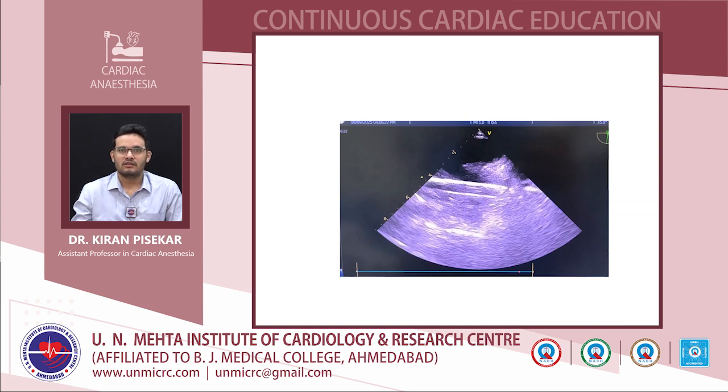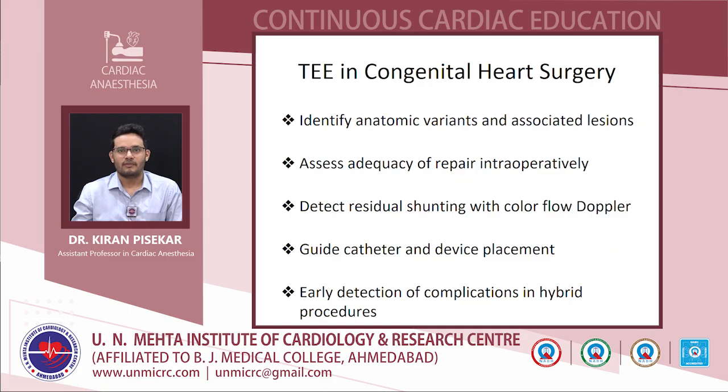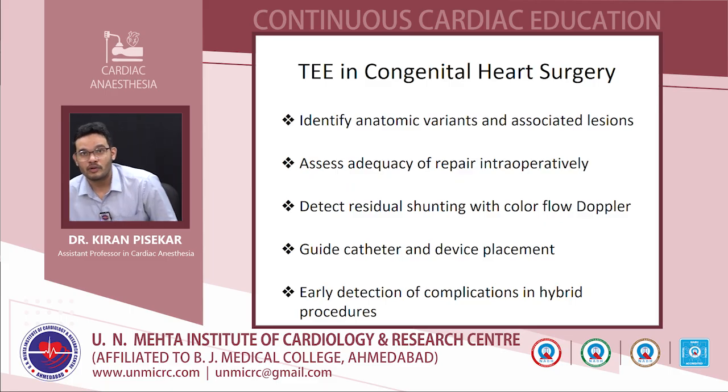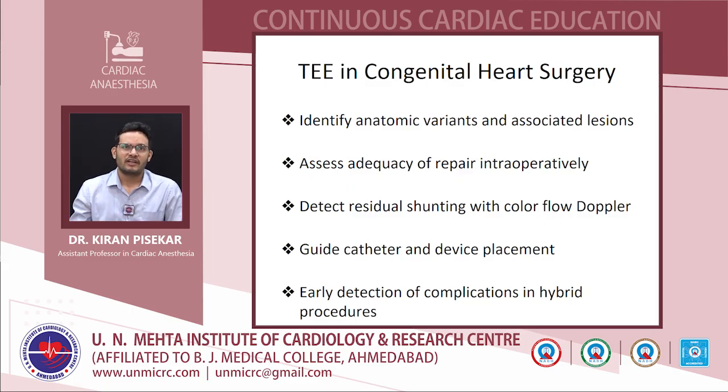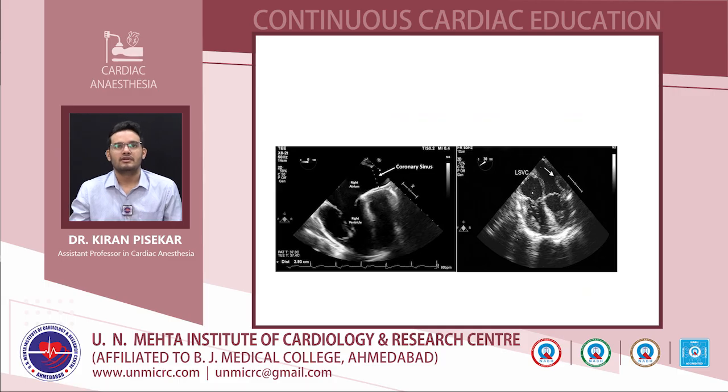Now here we can see the venous cannula going into the SVC. So this helps in cannulations. In congenital heart diseases, we can assess the anatomical variance. In some cases, few findings can be missed in the preoperative transthoracic echo, which we can find in the intraoperative TEE. So anatomical variance in associated lesions. It can help in adequacy of repair intraoperatively, detect the residual shunting, guide catheter and device placement, and early detection of complications in hybrid procedures.